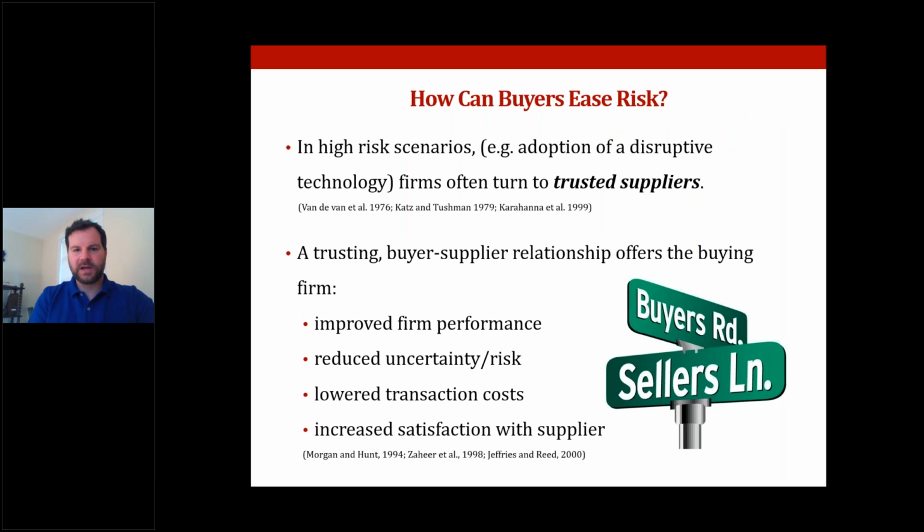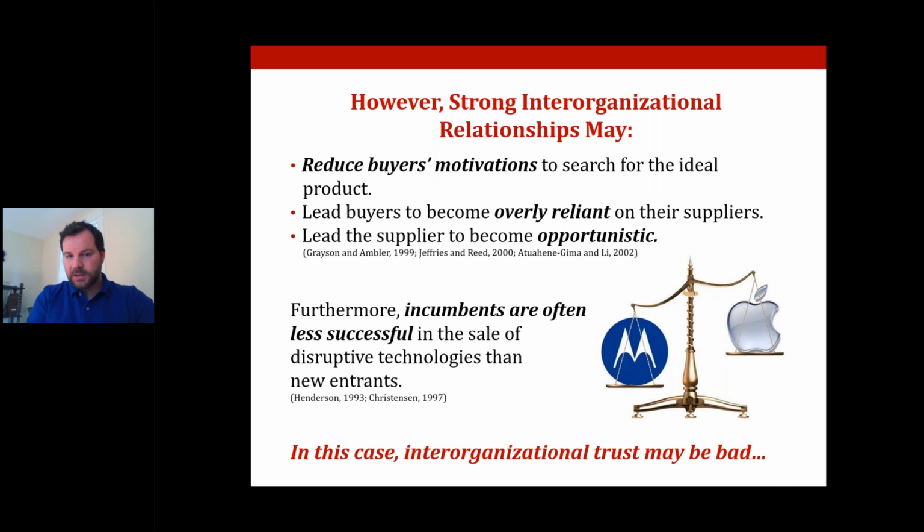So again, in high-risk scenarios, firms do turn to trusted suppliers, which can be problematic. They do this because they believe it'll improve firm performance, reduce risk, lower transaction costs. That's actually still true, and potentially increase satisfaction with suppliers. But what it can also do, if you have that really trusted relationship, is make buyers less motivated to search for the ideal product. They'll become overly reliant on the suppliers, and this actually can lead the supplier to become opportunistic.